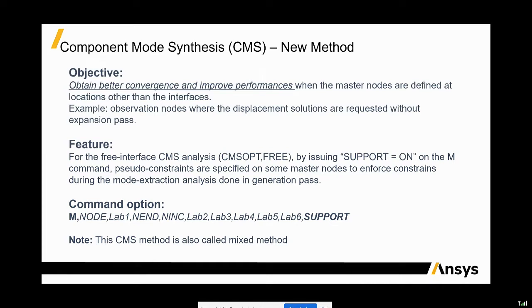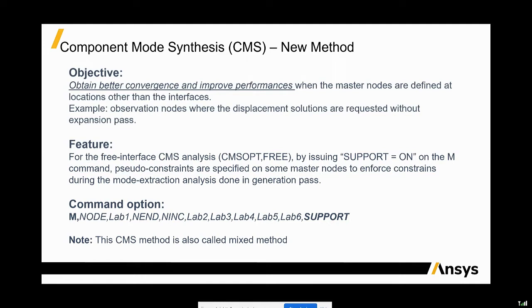So the first thing we're going to talk about is component mode synthesis. Component mode synthesis is a way to model very large structures by creating reduced order models of the stiffness and mass matrix and solving them using some fancy math to get pretty accurate results, even though you're only solving a portion of the matrix, a simplified version. We use what are called master nodes. These are the nodes that are exposed in the matrix, the ones that you're solving for.